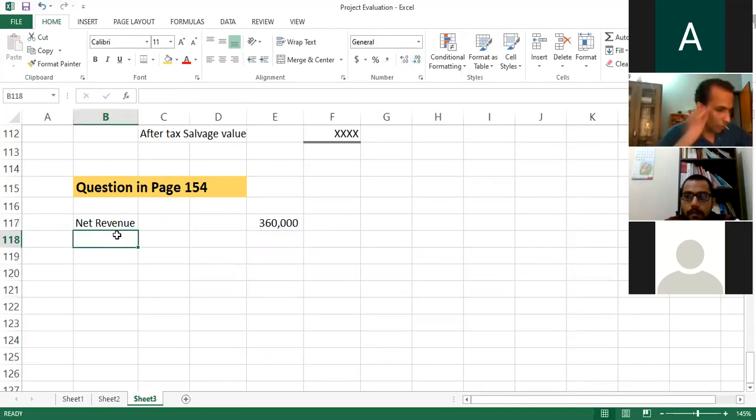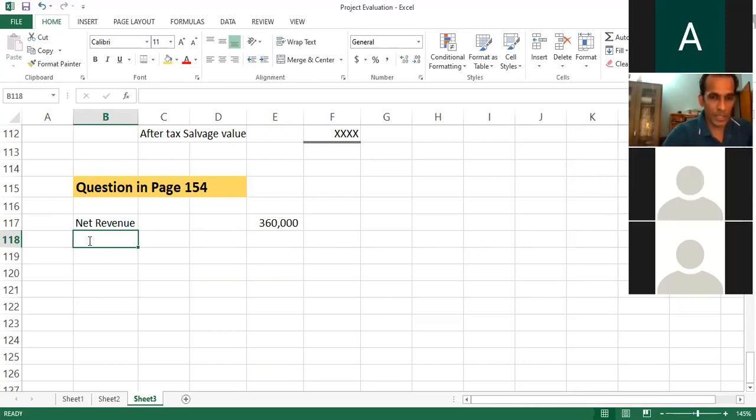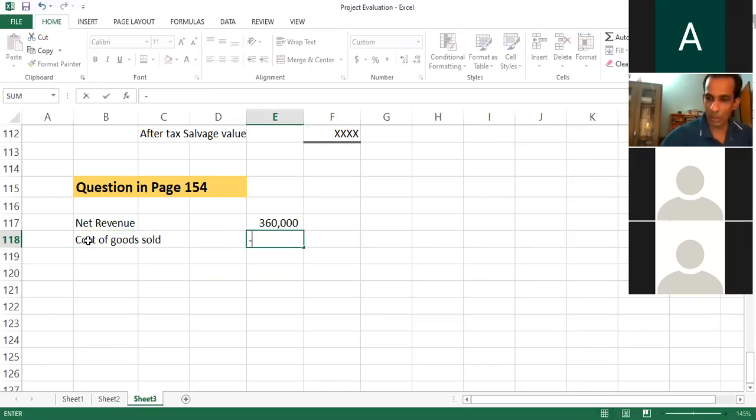Then from that we need to deduct the relevant expenses, right? So what are the relevant expenses? Cost of goods sold, is it relevant? Yes, cost of goods sold is relevant, so we need to deduct that. What is the cost of goods sold? 160,000, right? Administration cost.